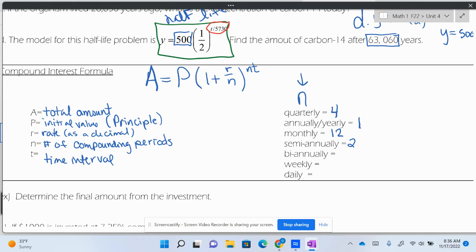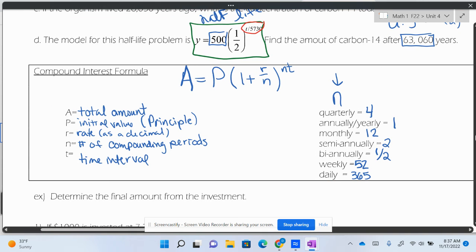Have you ever heard that someone gets paid bi-weekly? They get paid every 2 weeks. Biannually means every 2 years. So how do I show 2 years in 1 year's time? Awesome, 1/2. Weekly, how many weeks are in a year? 52. And daily? Yes, thank you. Okay, I can't believe you guys didn't know 52 weeks.